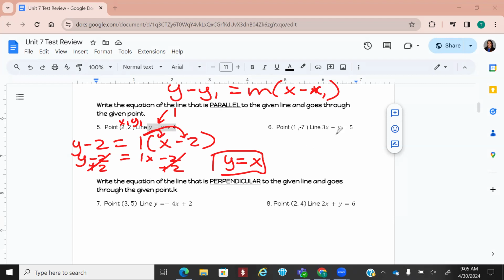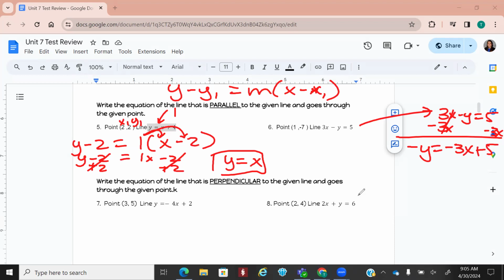On this next one, is that in y equals mx plus b form? No. So we're going to rewrite this. We're going to move the 3x to the other side by subtracting. Negative y equals negative 3x plus 5. We're going to divide everything by negative 1 because we're going to get rid of that negative. So y is going to equal 3x minus 5.